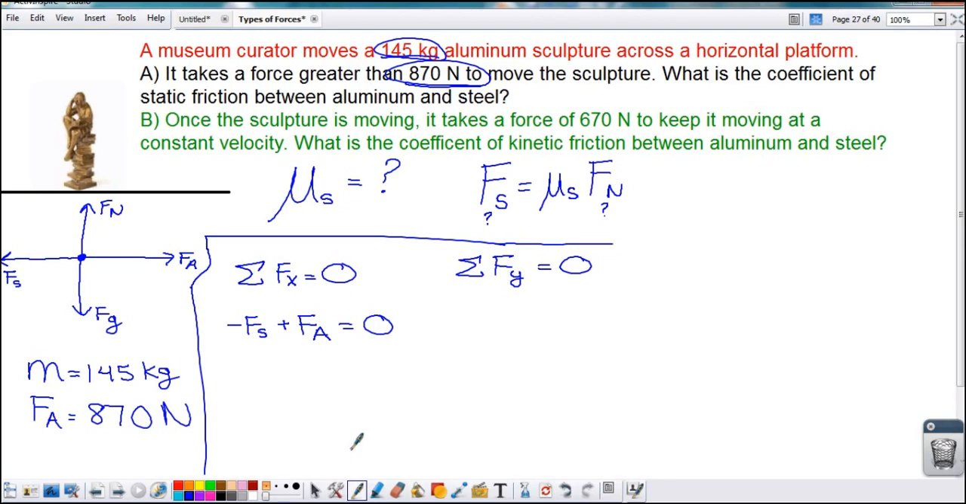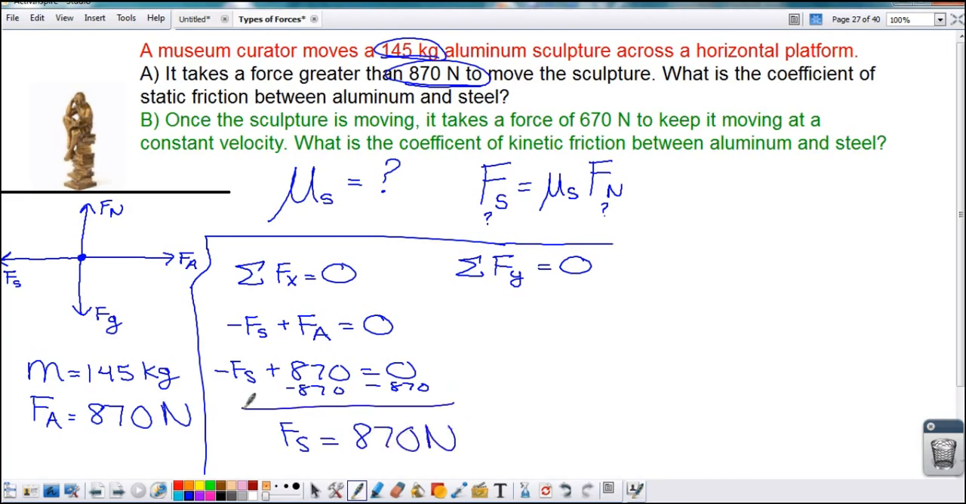Well, I look over here. I do know the applied force, so I could substitute it in. So when I do that, subtract 870 from both sides, divide by -1. The force of static friction is 870 newtons. Okay, so now we know one part. Okay, let's substitute it up here. Hopefully, this equation will get us our other part. So let's take a look at it.